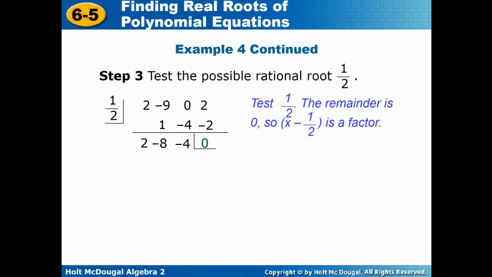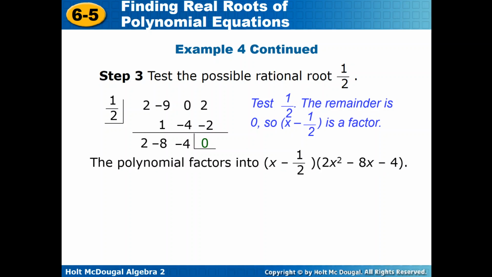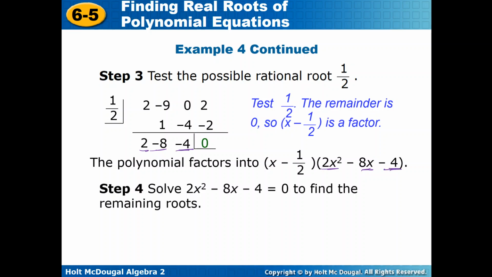Now that we've tested the remainder, we see that x minus 1/2 is a factor. So we know so far that the polynomial is going to factor into x minus 1/2 times, and notice this is 2x squared minus 8x minus 4. So step 4, we're going to solve 2x squared minus 8x minus 4 equals 0 to find the remaining roots. The first thing we could do is factor out the greatest common factor, which is a 2 that divides evenly into each of these numbers. Once we do that, we get 2 times x squared minus 4x minus 2.